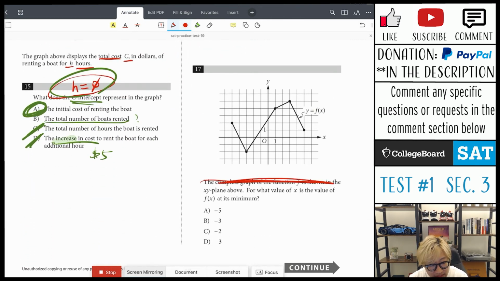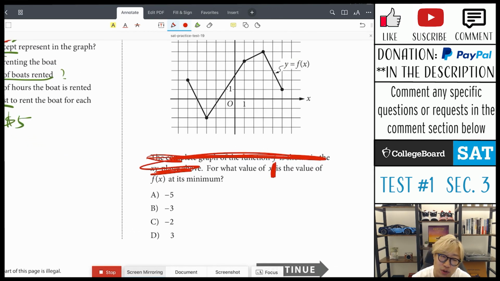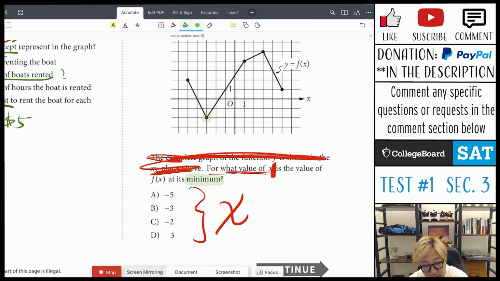Number 17, the complete graph. I see the graph. For what value of X? Do not mix up X and Y. It says for what value of X, so these are your X values. Do not ever circle the Y value. Is the value of f of X at its minimum? If you see the minimum right there, what is the coordinate? That's 1, 2, 3, -3, and -2.